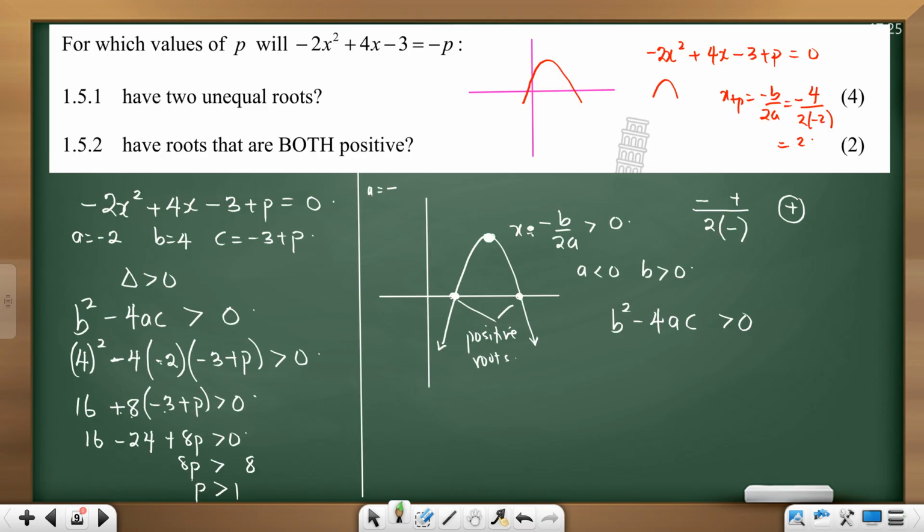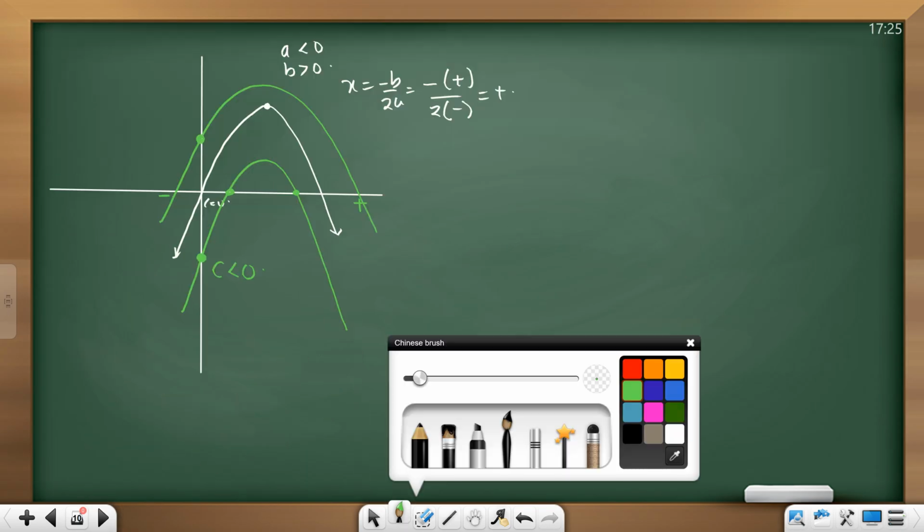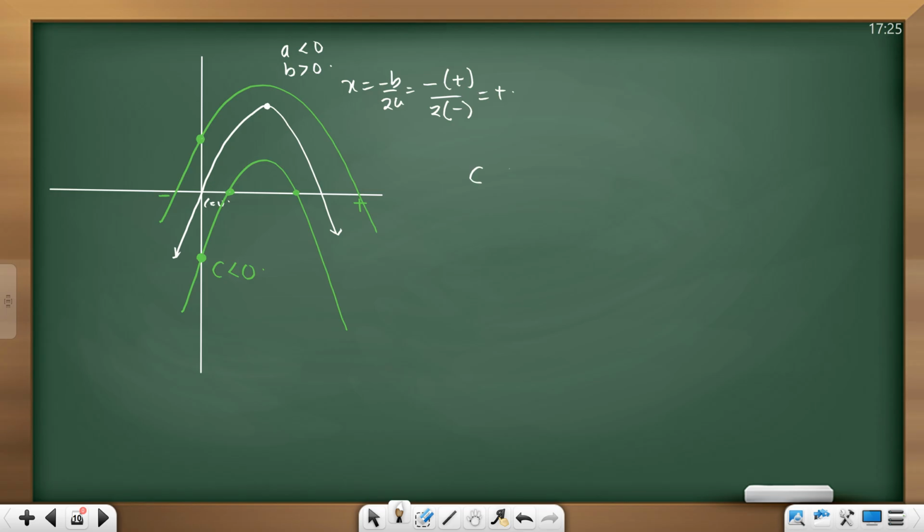And what is our C value? Minus 3 plus P. It must be negative. Beautiful question. I love this. So C must be less than 0. Minus 3 plus P less than 0. P less than what? 3.